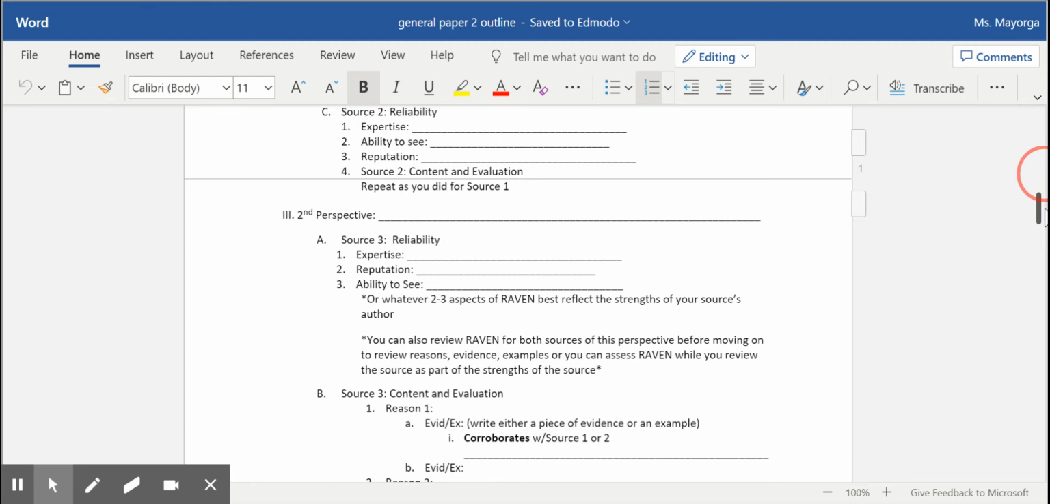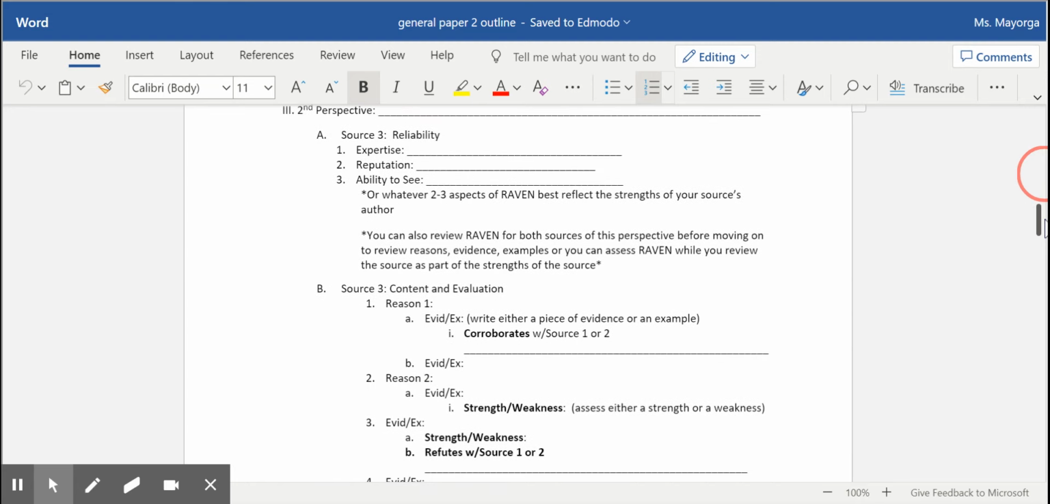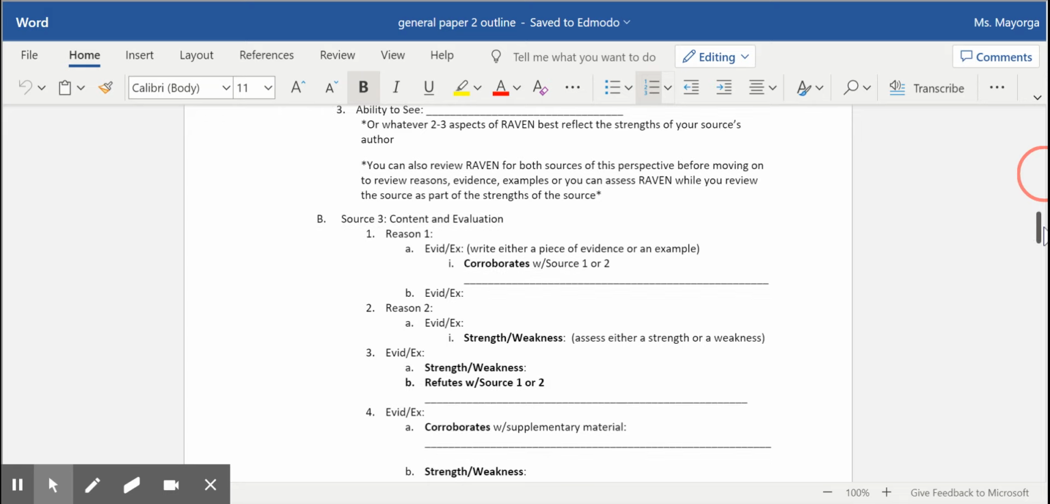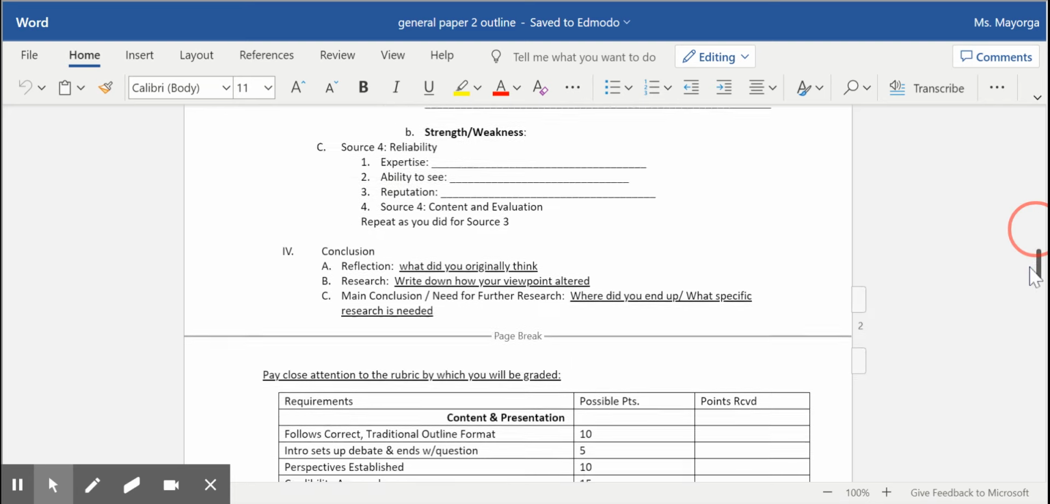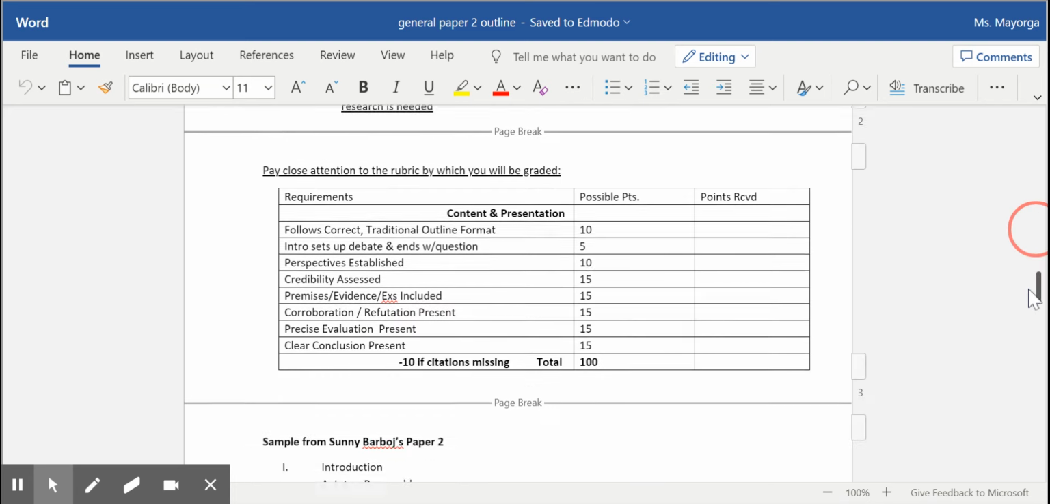When you move on to your second perspective, you're going to follow the same thing, review the Raven of each source, and then review the main reasons, pieces of evidence, or examples. Along with corroborating, like in this example, I corroborate with source 1 or 2, you need to evaluate a strength mostly, a flaw every now and then, but please keep the focus on the strengths. You then also need to refute, once you get to your second perspective, what strong piece of evidence, what strong example helps refute the other side.